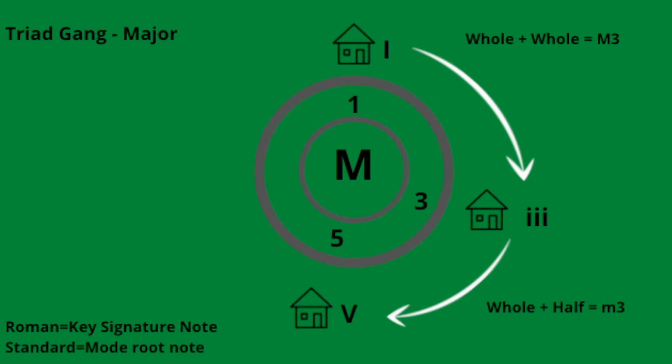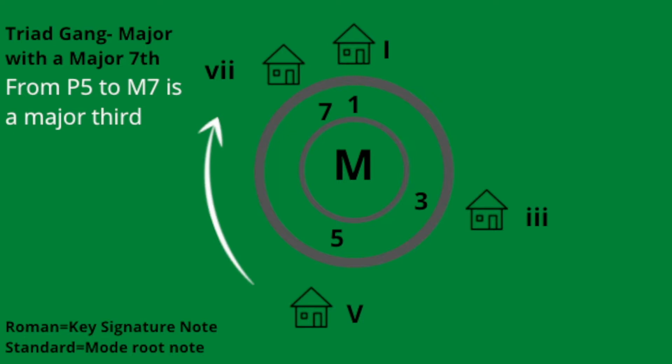And you skip that fourth house and you go to the fifth house. That is how you make a major chord. A whole step and a whole step, or a major third from your root, and then a whole step and a half step, or the minor third to the root. Okay, so as long as that formula is followed, then we get our chord.